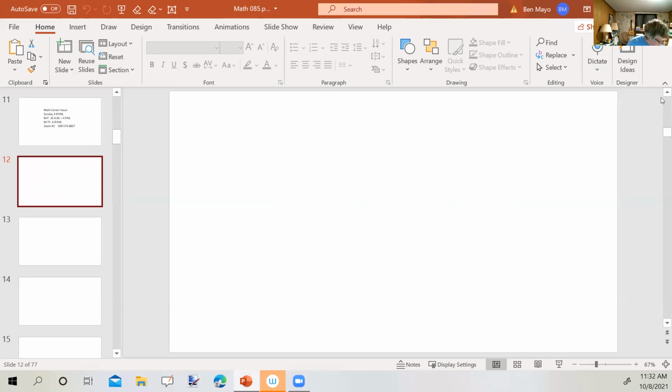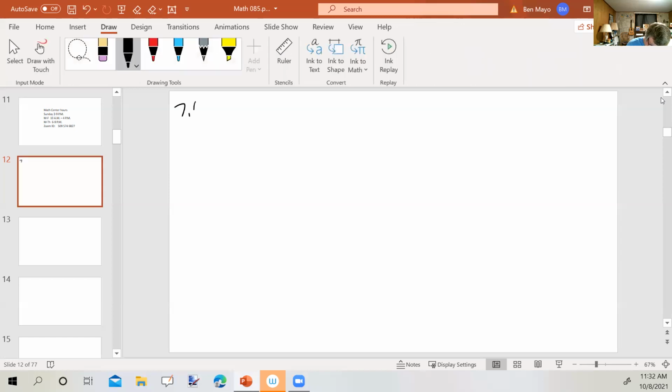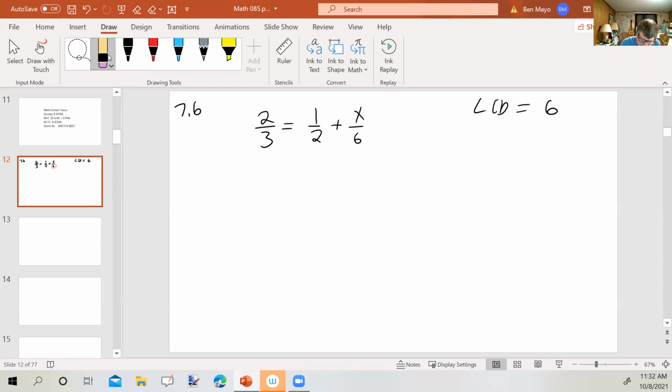All right, so let's start out with something basic. We have the following, from section 7.6: 2/3 equals 1/2 plus x over 6. Now, the denominators of this equation are 3, 2, and 6. The least common denominator of 2, 3, and 6 is 6. What we're going to do now is multiply both sides of the equation by 6.